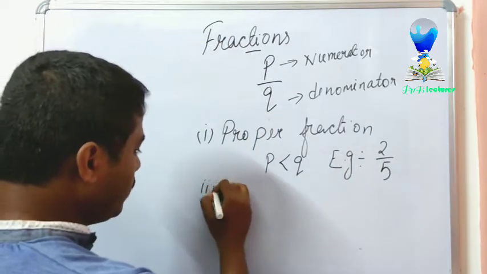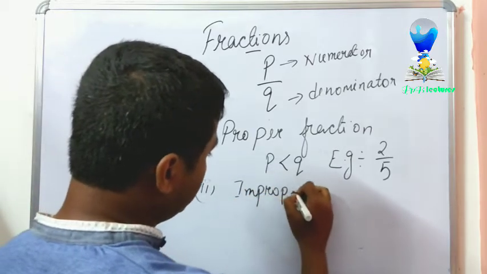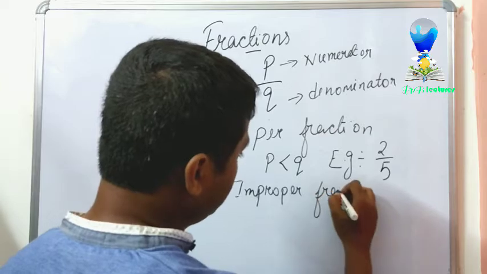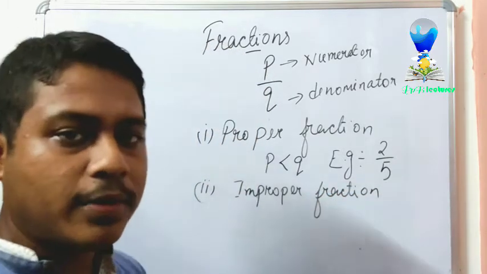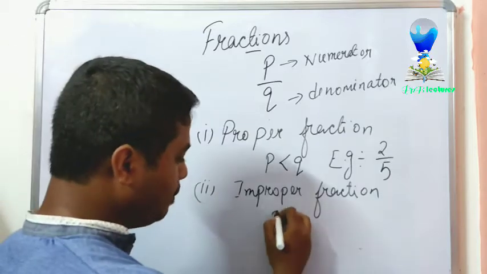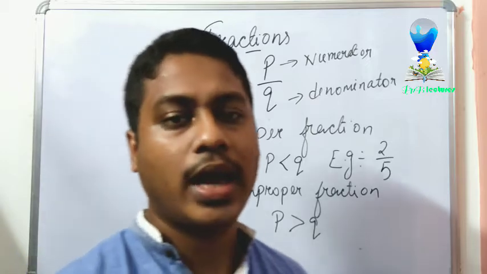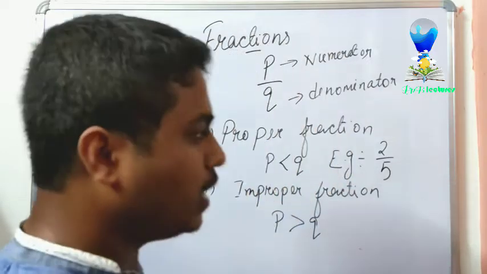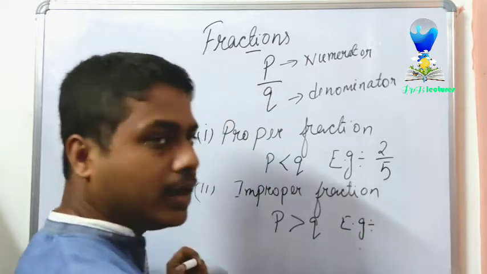Then come to the second one, which is improper fraction. Here improper fraction is considered as if P is greater than Q, then that is called an improper fraction. As for example, numerator value should be bigger than the denominator.